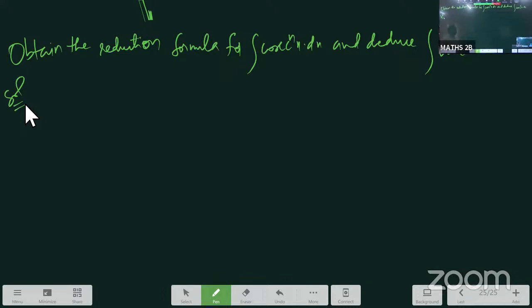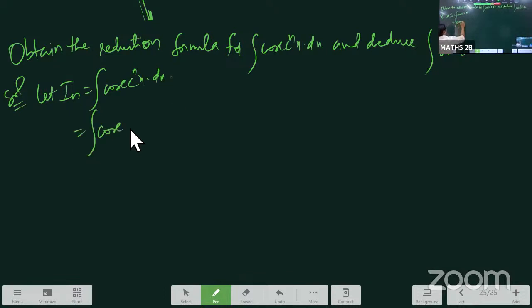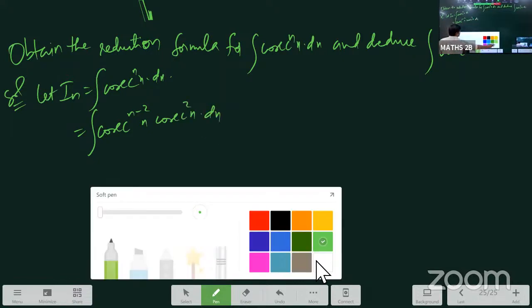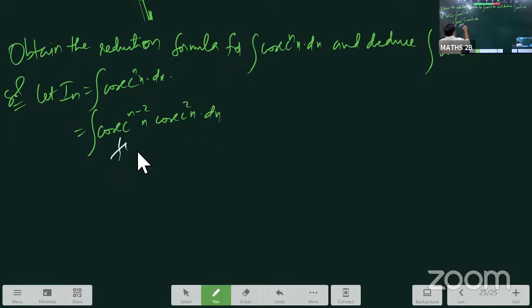Obtain the reduction formula for integration of cosecant power n x dx. Now let In be equal to integration of cosecant power n x dx. Same approach: cosecant to the power n minus 2 x into cosecant square x dx. This is like f of x and g of x. So integration by parts.